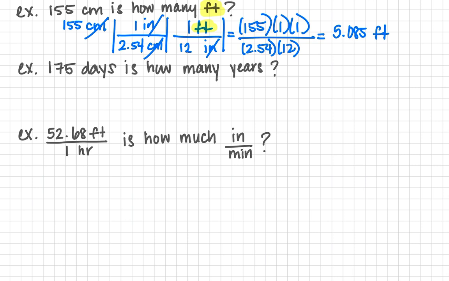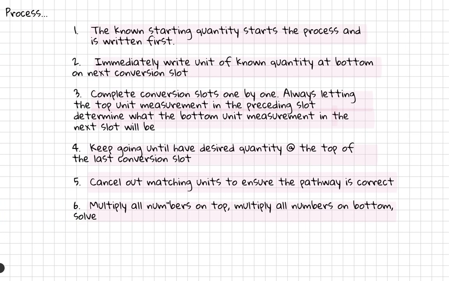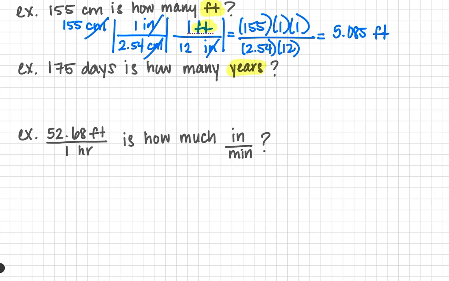Number 2 is asking, 175 days is how many years? So I'm going to start with the known starting quantity, the starting point of the process, which is written first. So I have 175 days. Then I know automatically I'm going to put days at the bottom. Okay. I need years though.